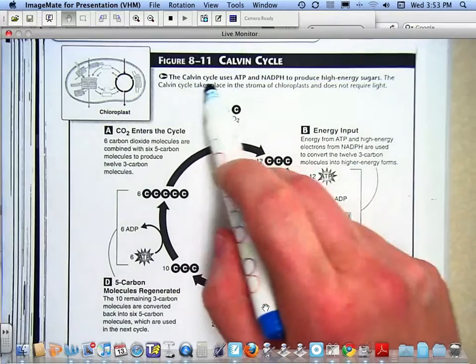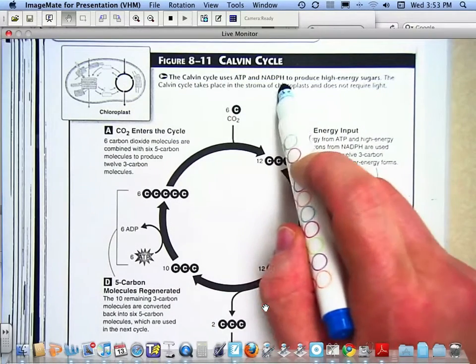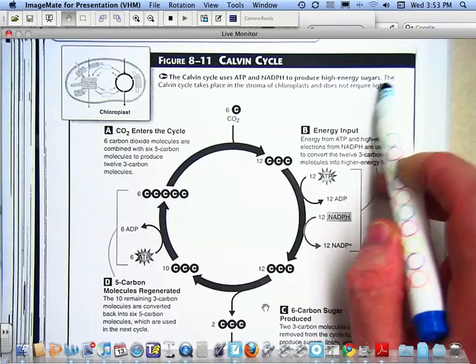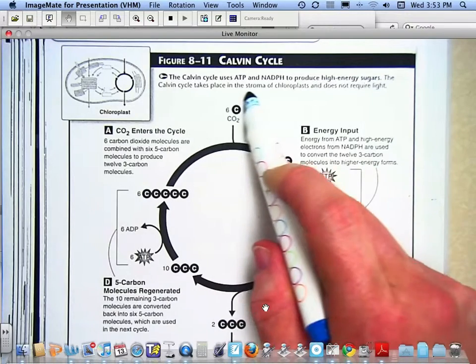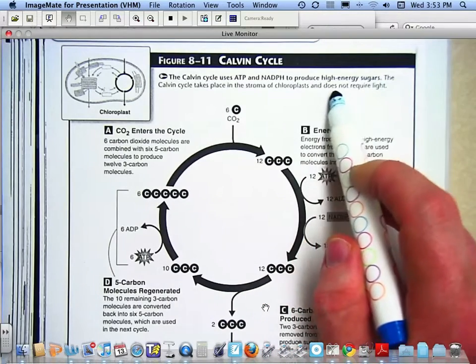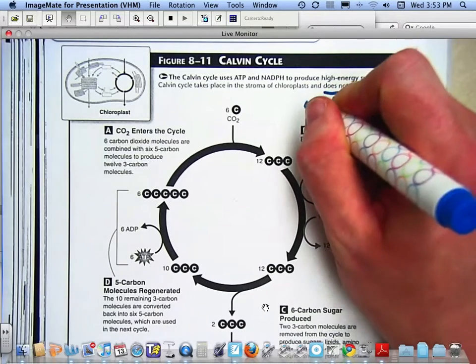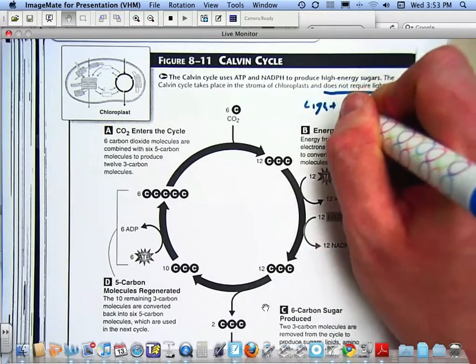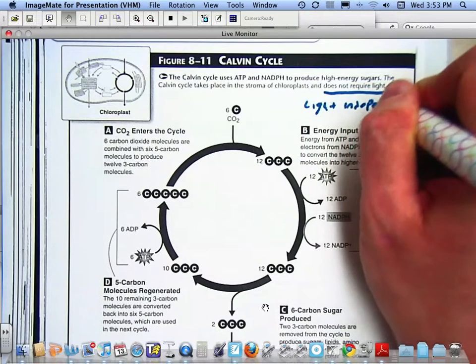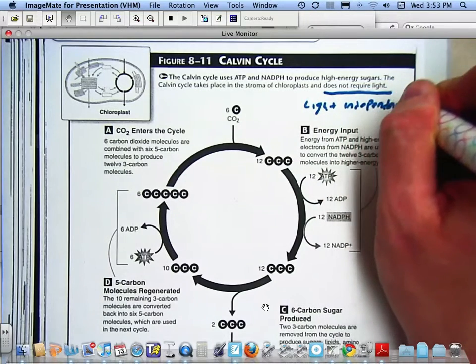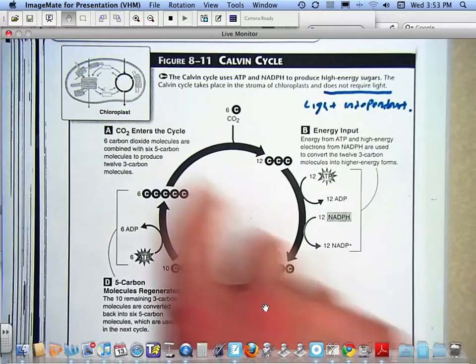The Calvin cycle uses ATP and NADPH to produce high-energy sugars. The Calvin cycle takes place in the stroma of chloroplasts and does not require light. This means it is light independent. That makes sense, doesn't it? Light independent. Let's talk about step A.